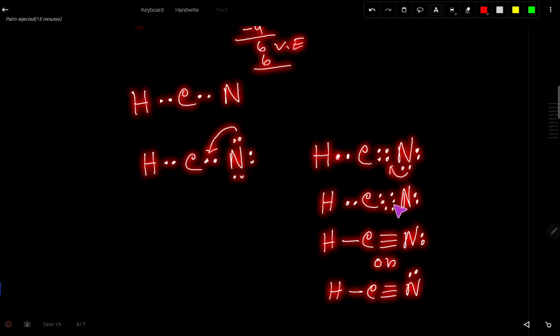We can express this structure like this: 2 dots means 1 bond, right? So we have 3 bonds, 1 lone pair. Or we can rewrite this structure like this, right? So this is the Lewis structure of hydrogen cyanide.